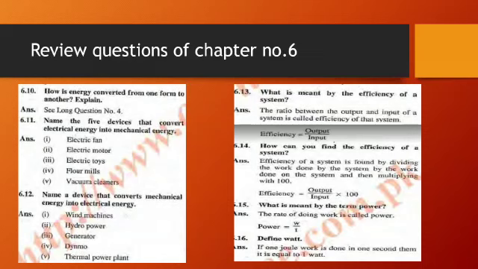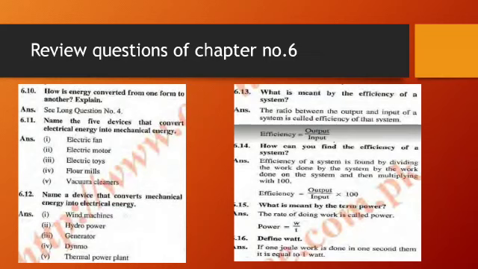6.14, how can you find the efficiency of a system? Efficiency of a system is found by dividing the work done by the system by the work done on the system, and then multiplying it with 100. For percentage efficiency, you will just multiply the efficiency formula with 100 and you get percent efficiency. Efficiency basically tells us how efficient the machine is. For any machine, we can compare its efficiency by dividing output with input.